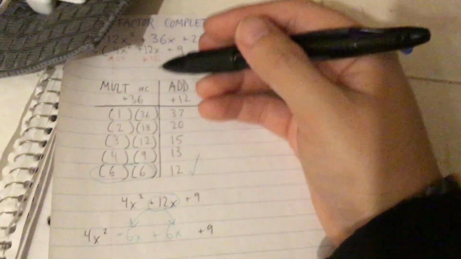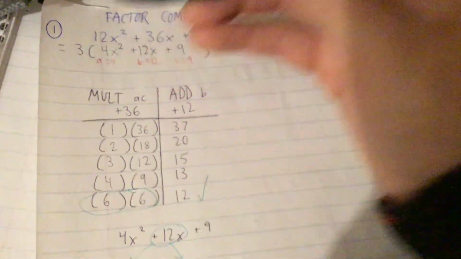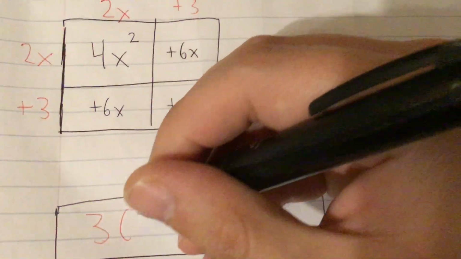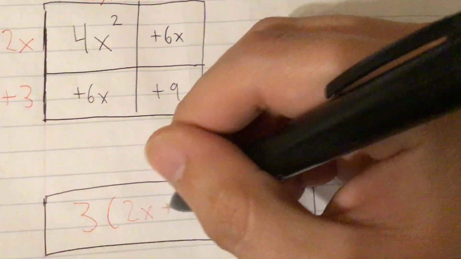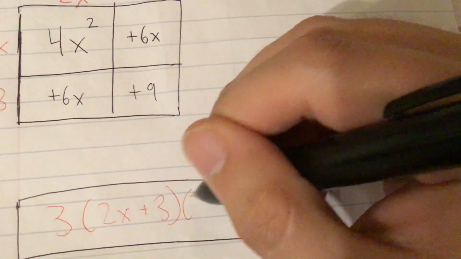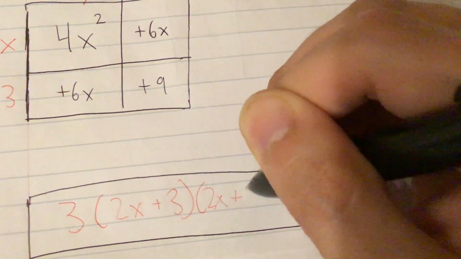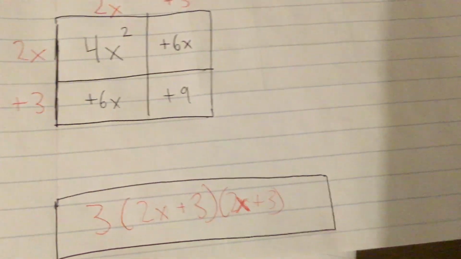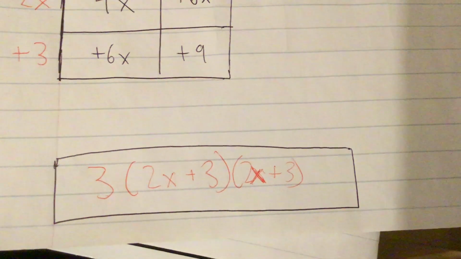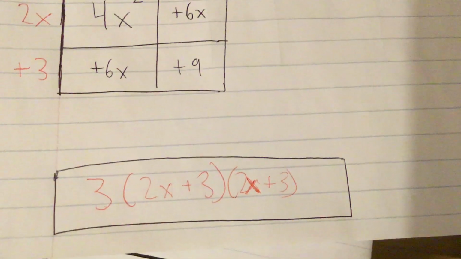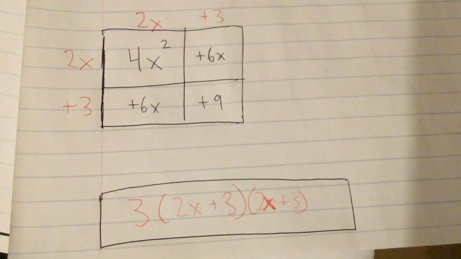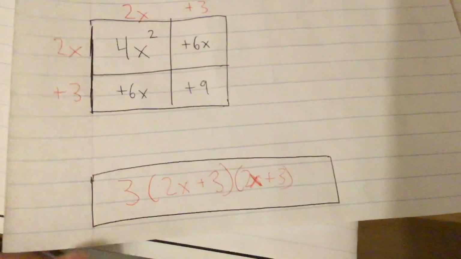Therefore, the correct factored form of this problem, don't forget what we factored out in advance. We factored out a 3. So the correct factored form is 3 times 2x plus 3 times 2x plus 3. Sorry about that ink. There we go, much better. 3 times 2x plus 3 times 2x plus 3, or 2x plus 3 gets squared. But don't forget about the factored out 3 in front, or you will not get full credit.